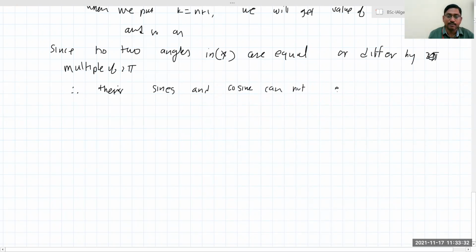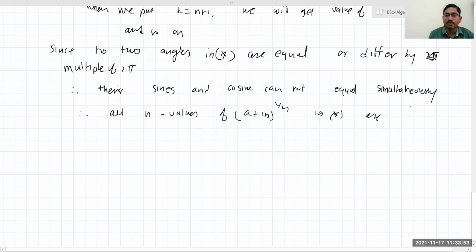sine and cosine cannot be equal simultaneously, hence all are distinct. Therefore, all n values of a plus ib raised to 1 upon n in the star are distinct. So there are only n and only n distinct values of z equal to a plus ib raised to 1 upon n.